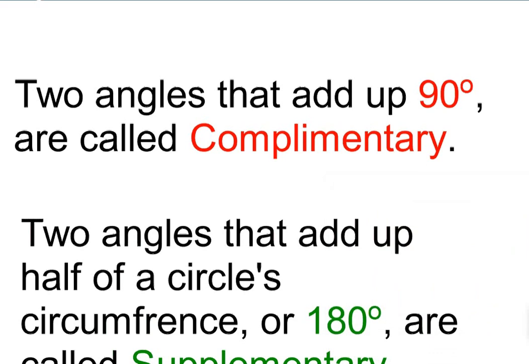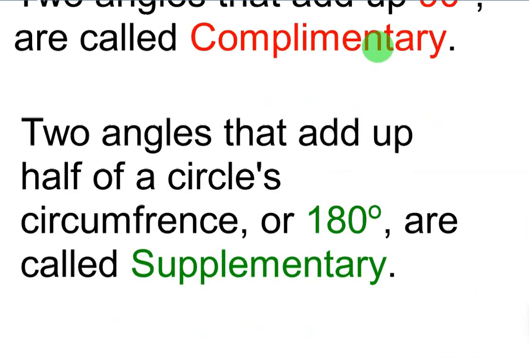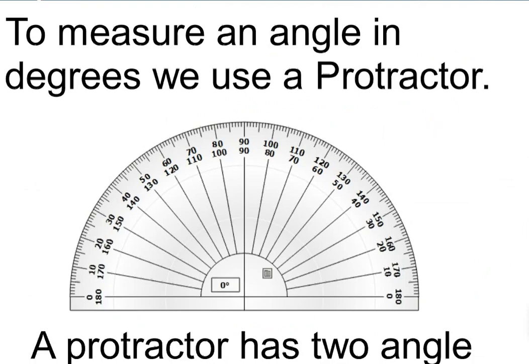In this lesson, we're going to investigate how to physically measure an angle. Before we do that, I want to point out something we talked about in another lesson, which is that two angles that add up to 90 degrees we call complementary, and two angles that add up to 180 degrees we call supplementary. So keep that in mind as we move forward with this lesson.